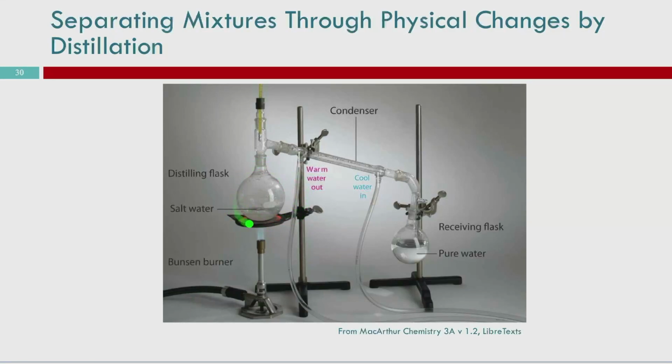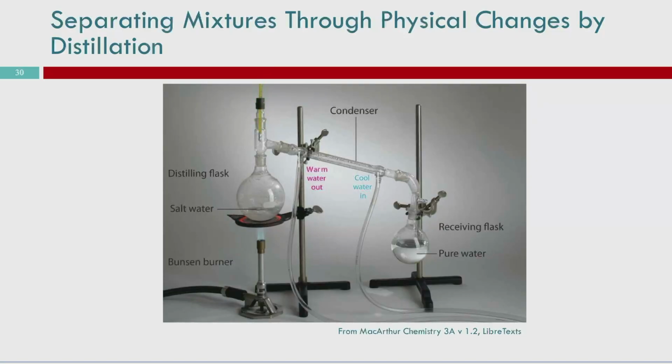So we've got a round bottom flask. It's called a round bottom flask because it's got a round bottom instead of a flat bottom. It's hooked up to this little manifold that holds it up and also helps direct the Bunsen burner flame so that it's not just scorching the bottom of the flask. We're heating up a salt water mixture in our distilling flask here. We've got a thermometer up here in the top just to check what our temperature is.